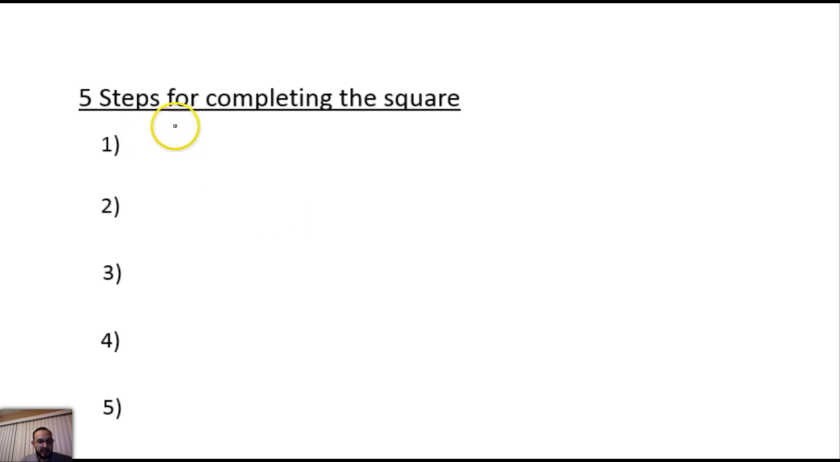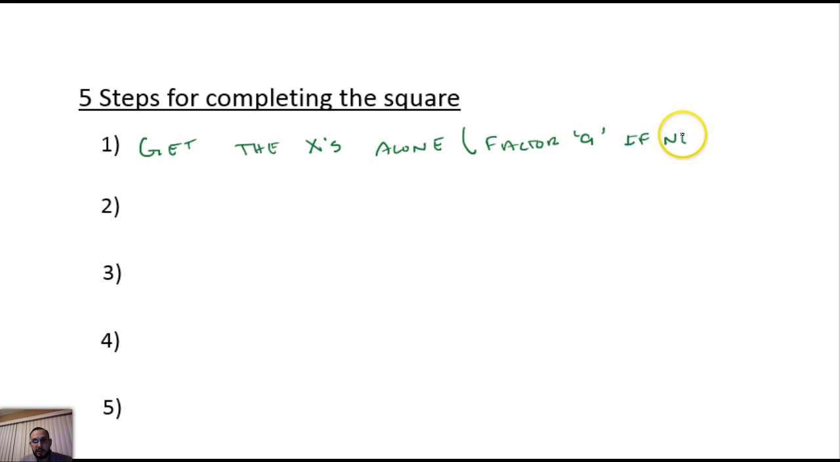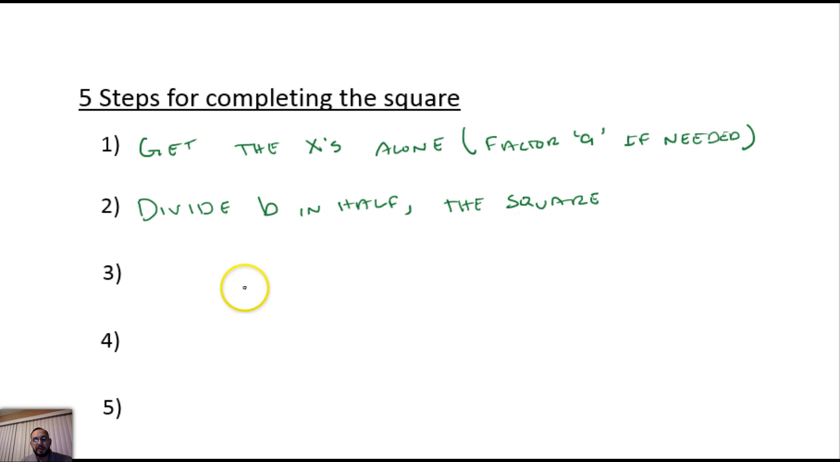Step 1 is to get the x's alone. And then sometimes we need to factor a if we have one, so factor a if needed. Step 2 would be to divide b. Divide our b value in half, then square it. So we divide our b value in half and then square it.